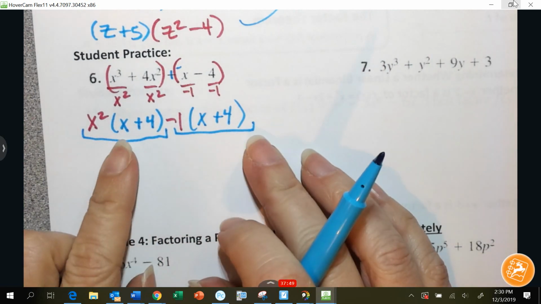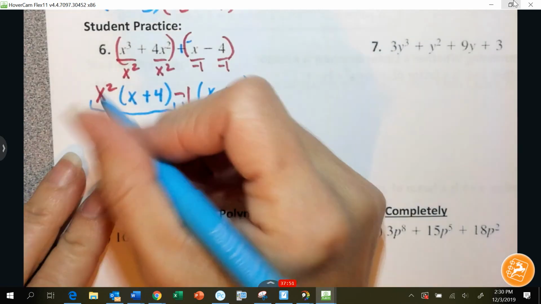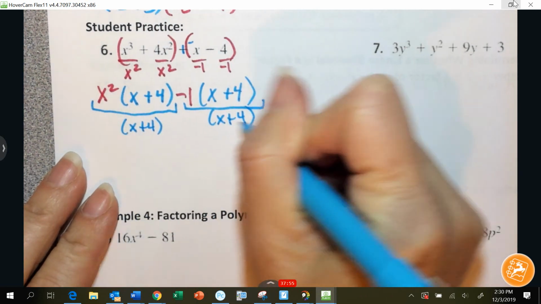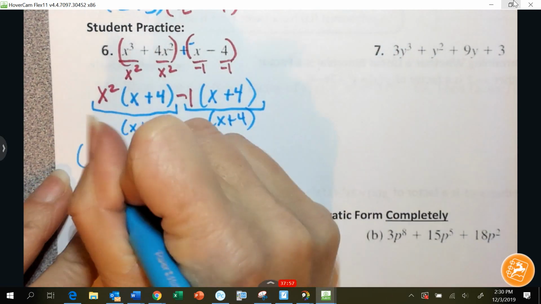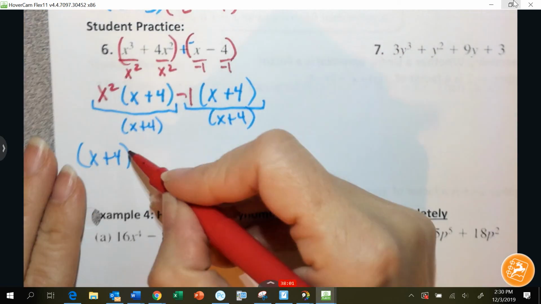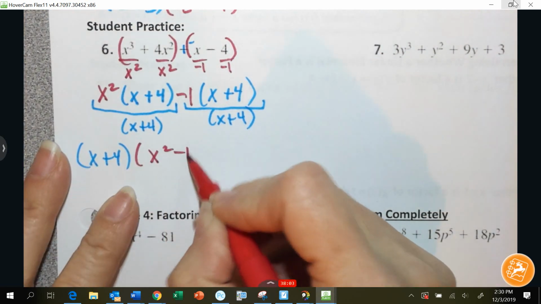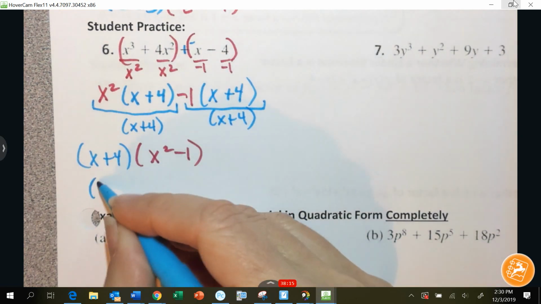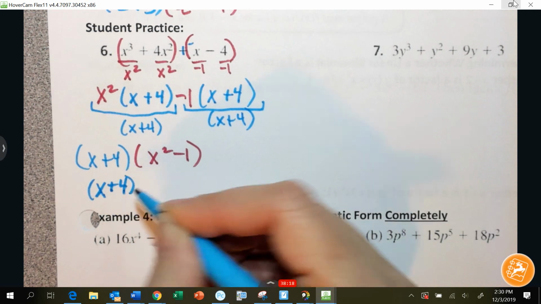Within these two terms, is there a GCF? Yes, x plus 4. I do it in my head, but I'm redoing it again because it's been a while since we've done this. Okay, so now I have x plus 4 and I've got x squared minus 1. Is x plus 4 factored all the way? Yes, x plus 4 is factored all the way.